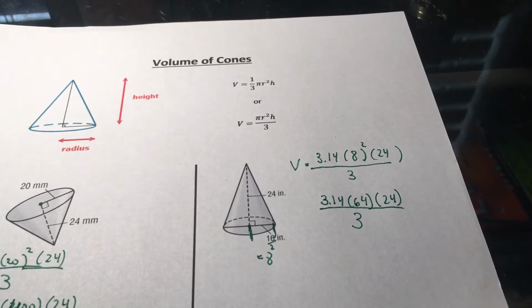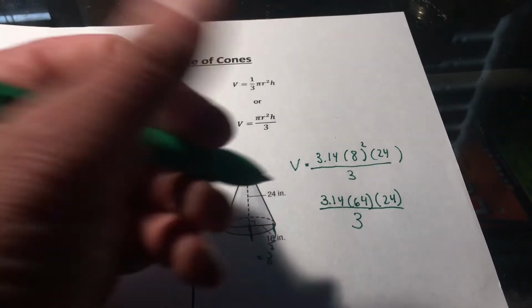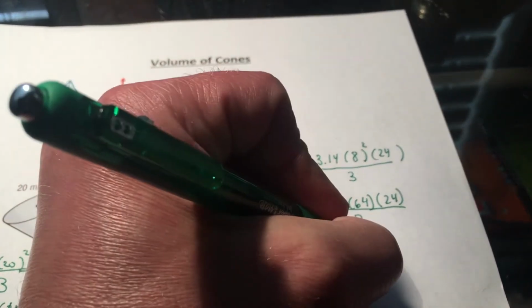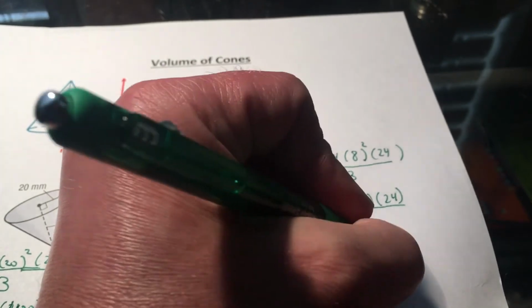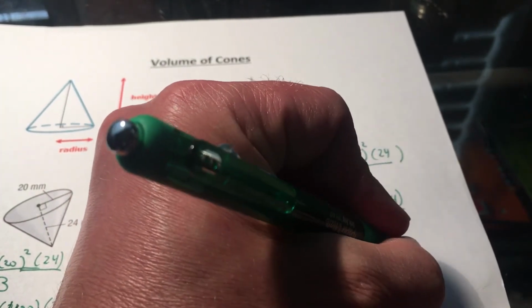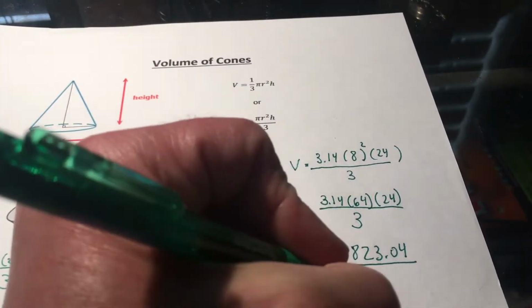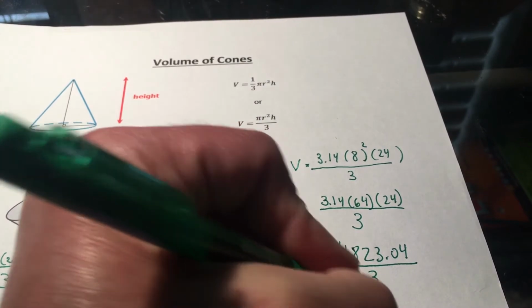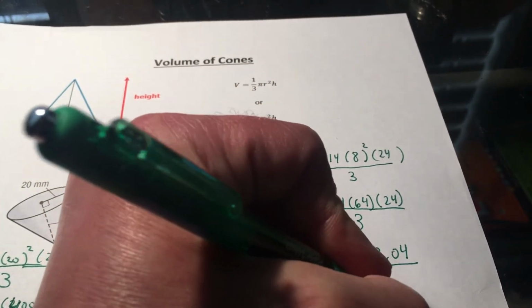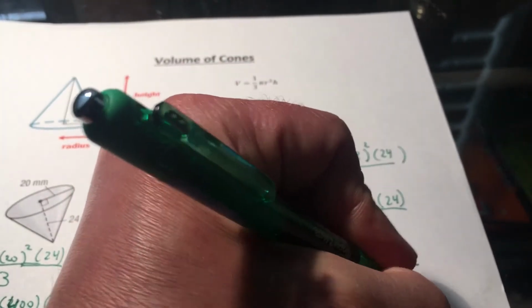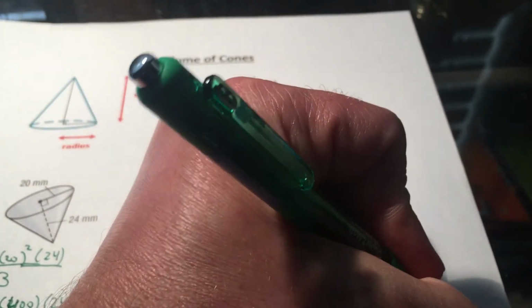So I go 3.14 times 64 times 24. I take that divided by 3. And I get 1607.68. And this is inches cubed.